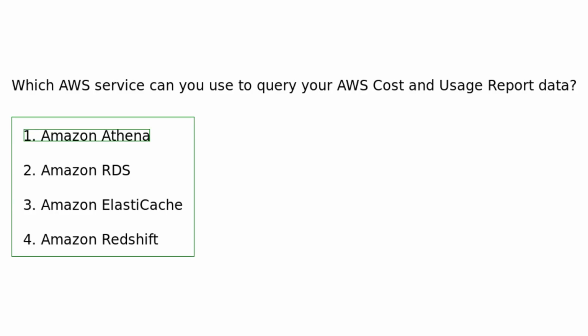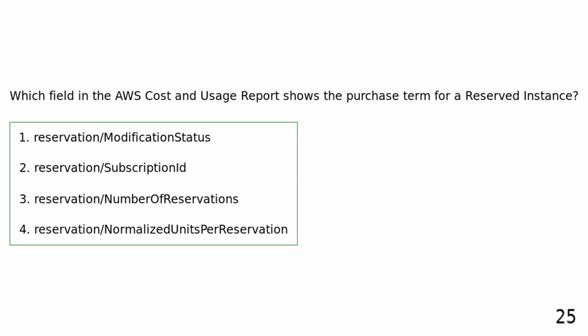Amazon Athena is a serverless query service that can directly query your AWS cost and usage report data in S3 using standard SQL, making it easy to analyze costs. Which field in the AWS cost and usage report shows the purchase term for a reserved instance?